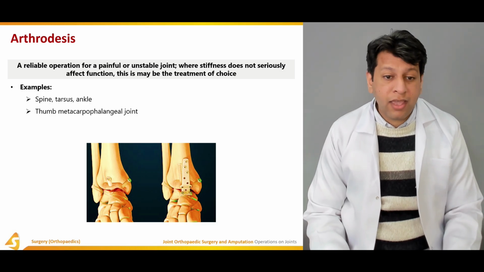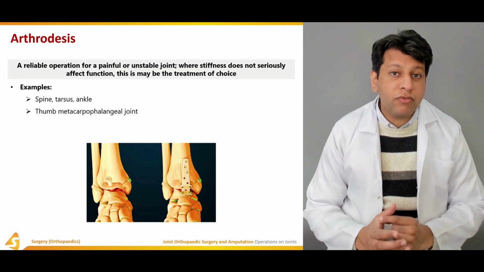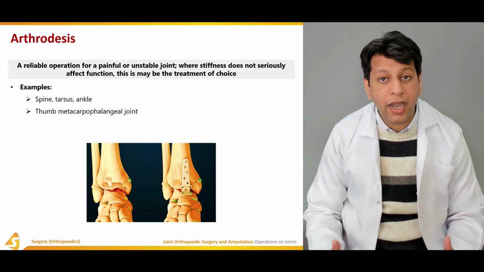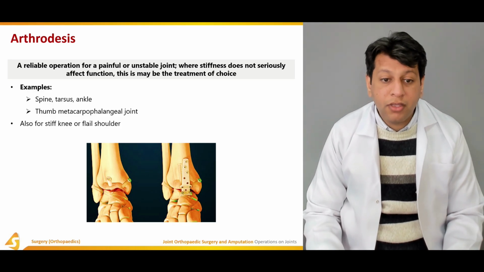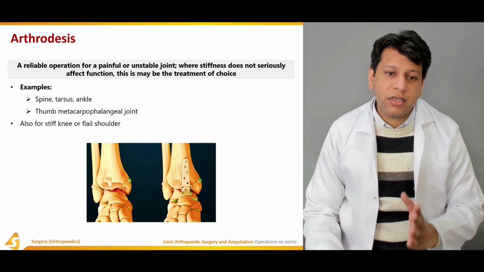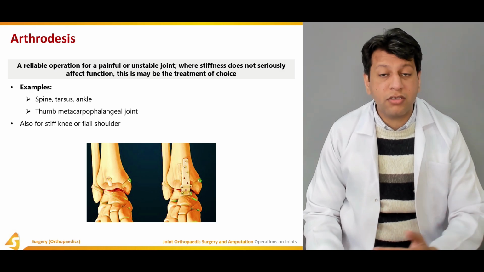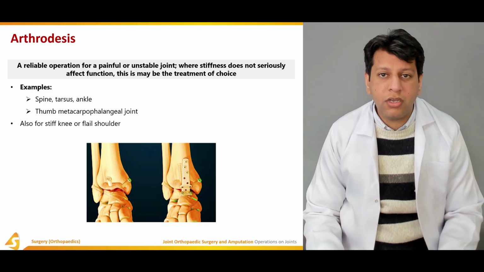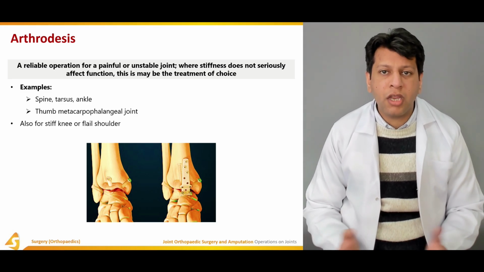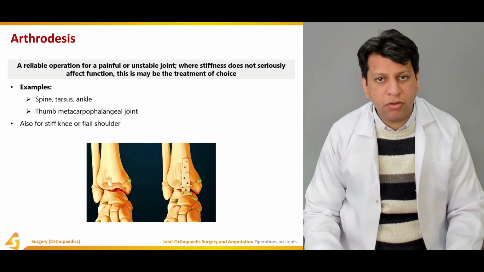Tarsus, ankle, even the thumb metacarpophalangeal joint. But fusion of the thumb metacarpophalangeal joint would mean the loss of pinch function, which is one of the very important hand functions of the human body. Also for the stiff knee or a flail shoulder, but usually arthrodesis is something which is left for the last. This is the last resort, that usually if we cannot do anything about the joint, the best is just to fuse it so that the patient can have at least a non-mobile but pain-free joint.